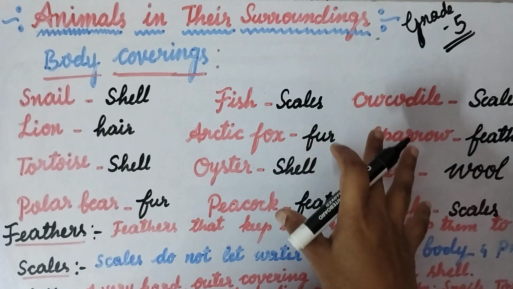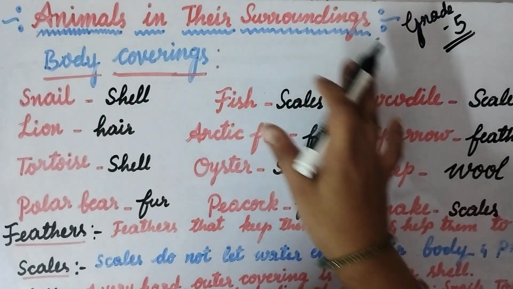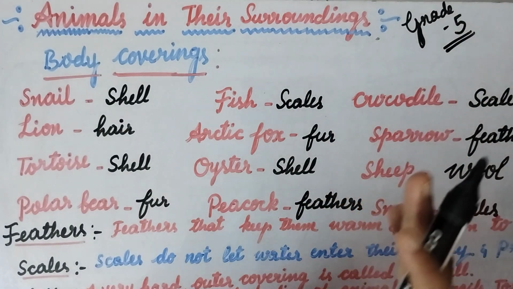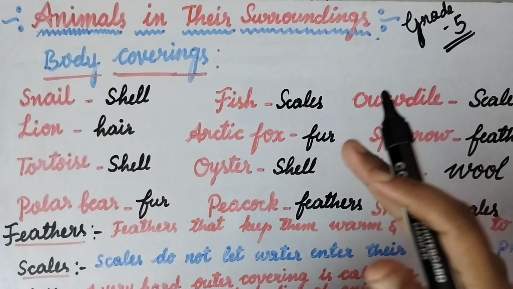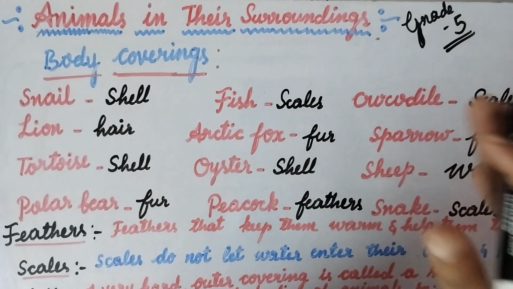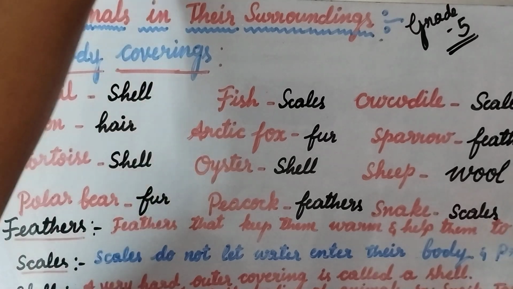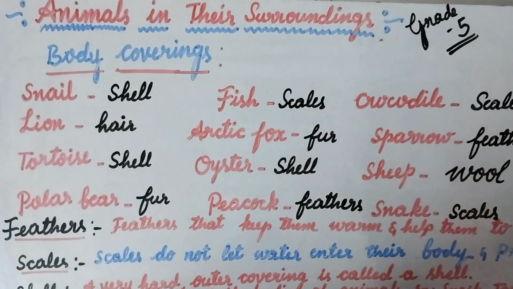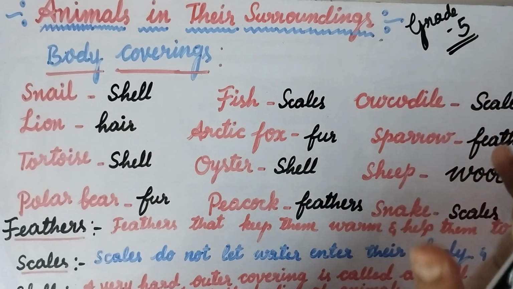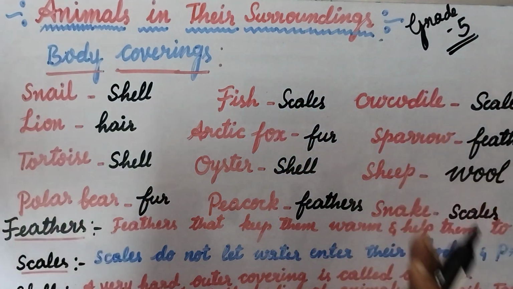So in this video we will learn about the continuation of that chapter, animals in their surroundings, the body coverings. We already know that animals are present in different habitats, so they have to adapt to that particular habitat. In order to survive in their unique surroundings, animals have evolved with different body structures. So let us learn about those body structures.